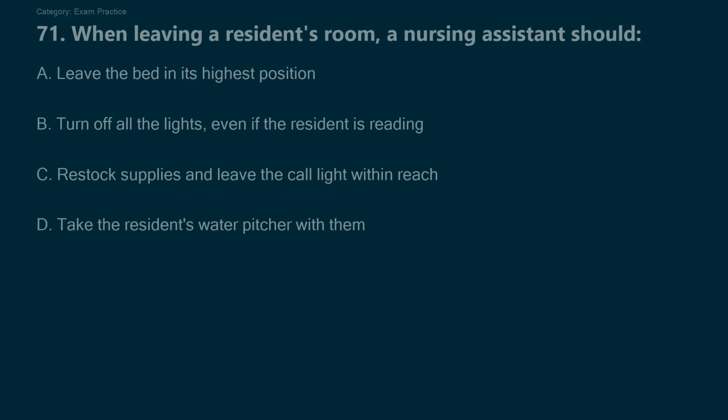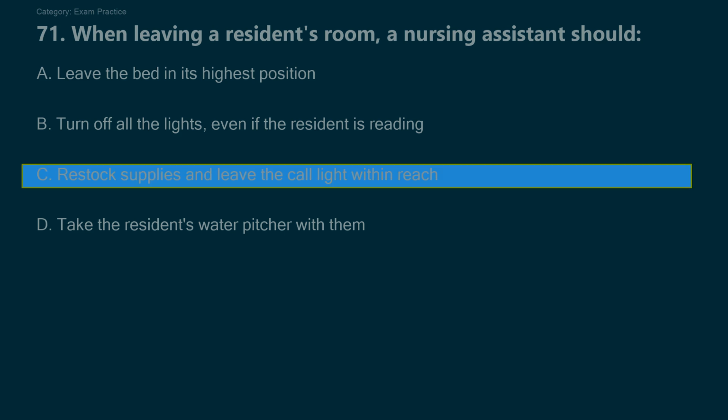Question 71. When leaving a resident's room, a nursing assistant should, option A, leave the bed in its highest position. Option B, turn off all the lights, even if the resident is reading. Option C, restock supplies and leave the call light within reach. Option D, take the resident's water pitcher with them. The correct answer is option C, restock supplies and leave the call light within reach.